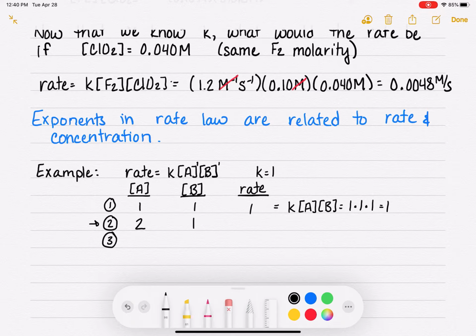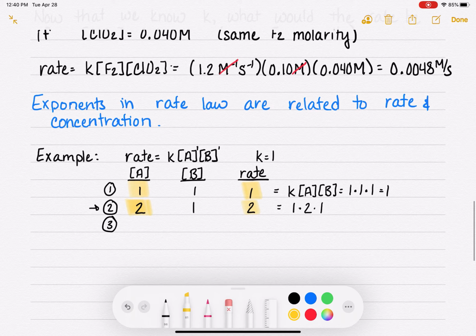And again, we're just going to be plugging into the rate law. K is 1, now A is 2, B is still 1. The rate of this reaction is 2. So we can see that when we doubled A, so we went from 1 to 2, our rate doubled. It also went from 1 to 2.